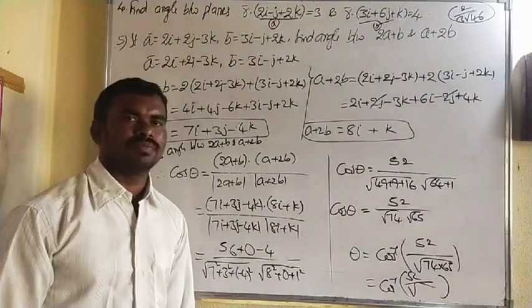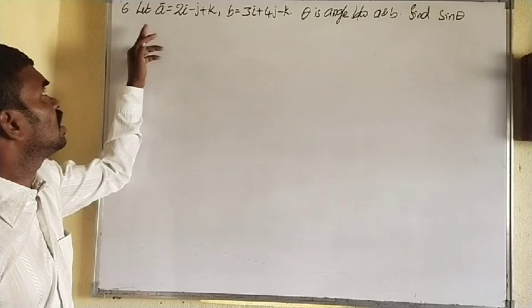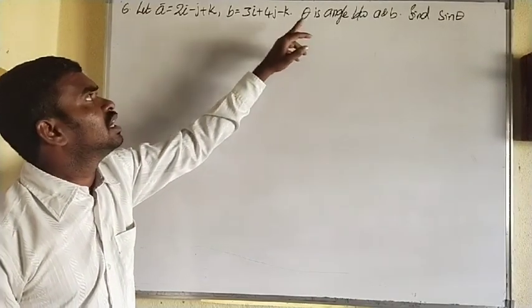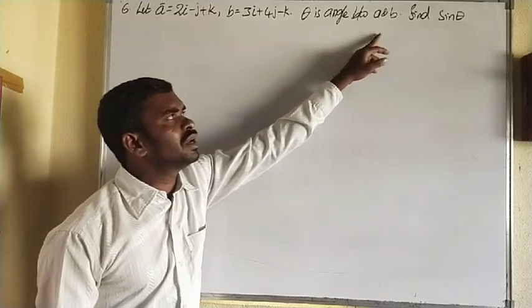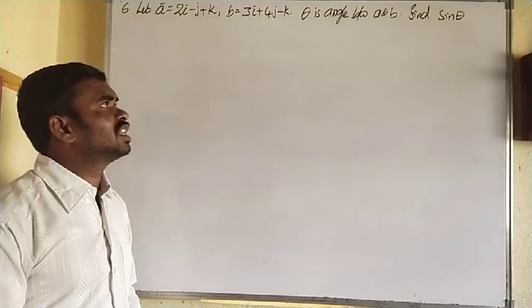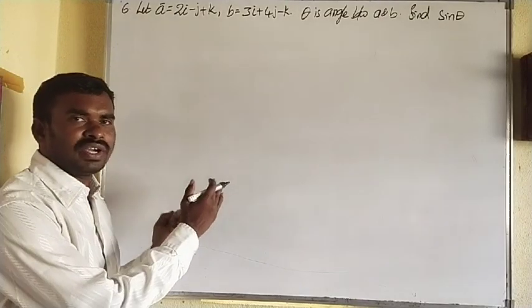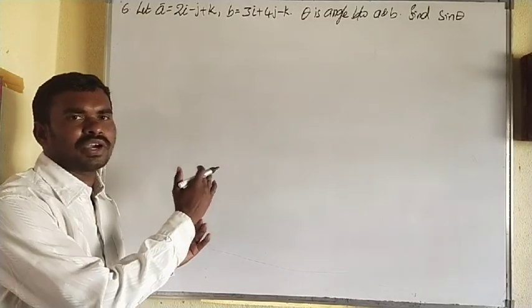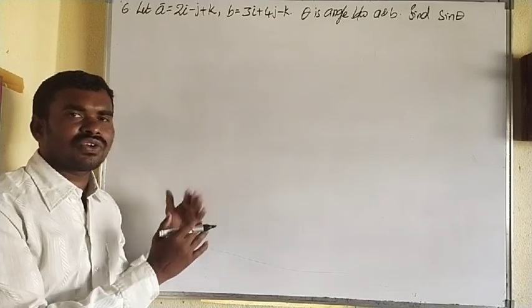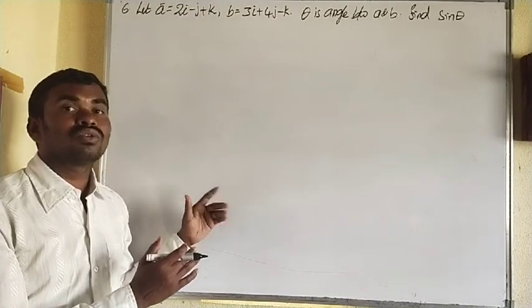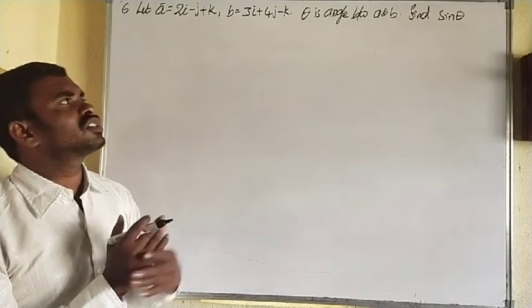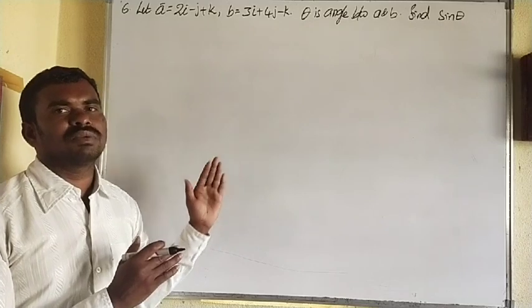Go to the next problem, the sixth question. Let a equal 2i minus j plus k, b equal 3i plus 4j minus k, and theta is the angle between a and b. Then find sin theta. We can simplify this problem in two ways. First, usually we find cos theta using a dot b by mod a mod b. After getting cos theta, we can get sin theta as root of 1 minus cos square theta. Otherwise, directly we can use the sin theta formula, that is modulus a cross b by mod a mod b.